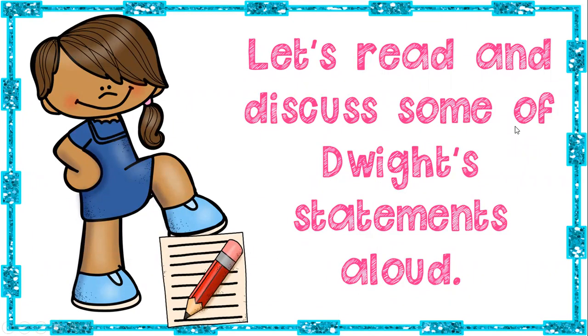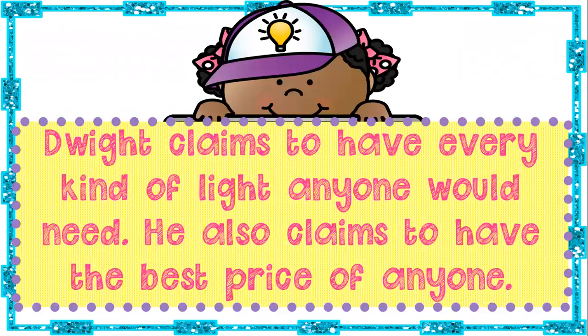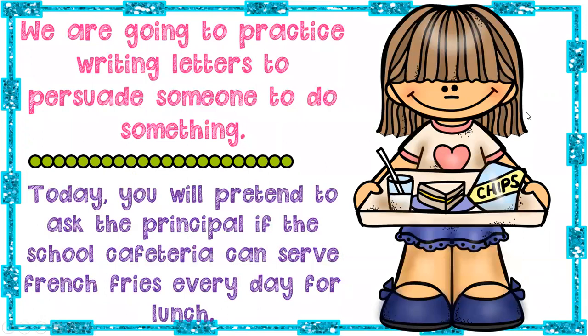Now, let's discuss some of these things that Dwight said. Dwight claimed to have every kind of light that anyone could need. He also claimed to have the best price of anyone. So these are reasons why you would want to buy a light from Dwight. It's the best price. Now we're going to practice writing letters to persuade someone to do something. Today, I will pretend to ask the principal if the school cafeteria can serve French fries every day for lunch.